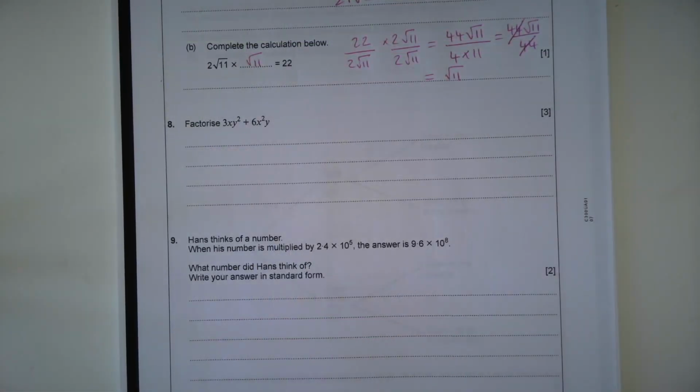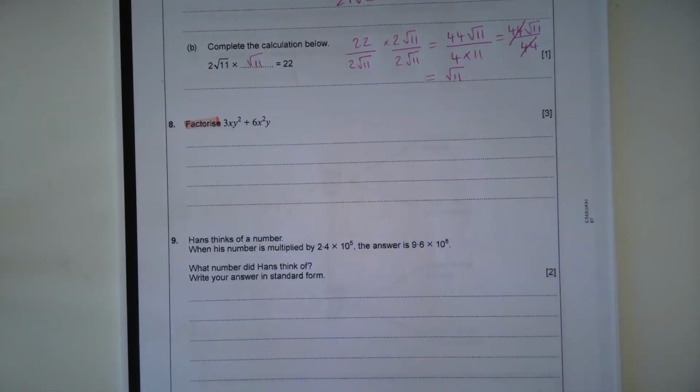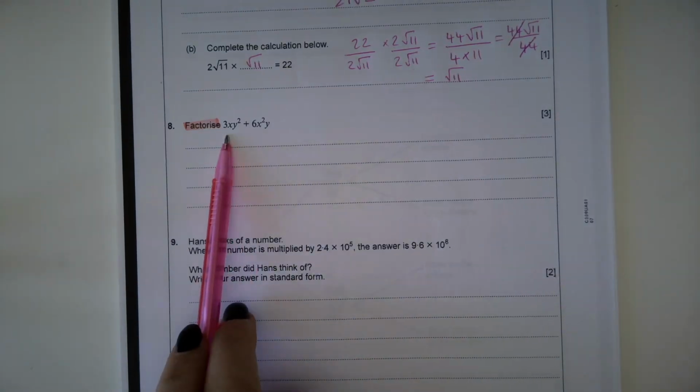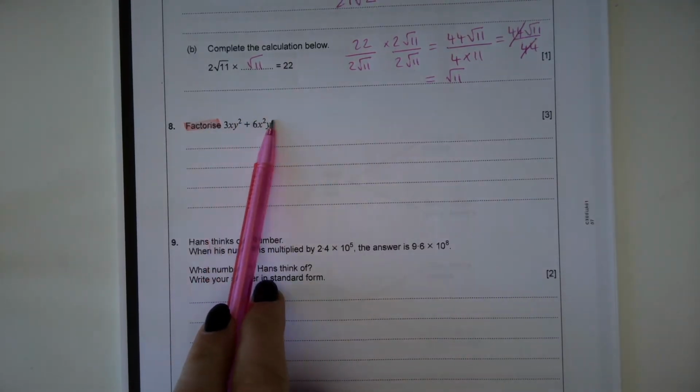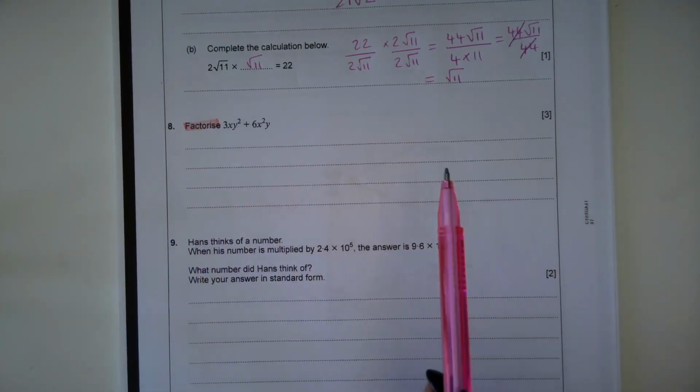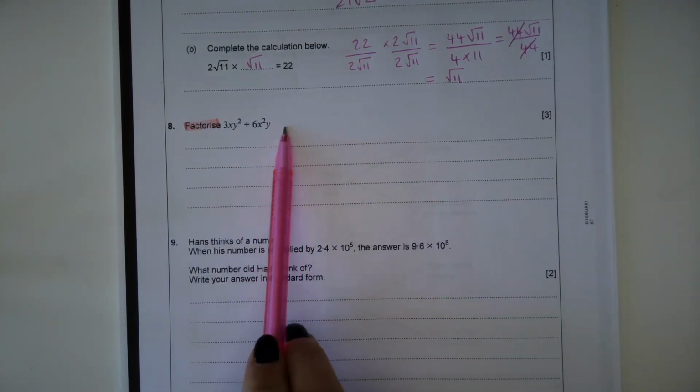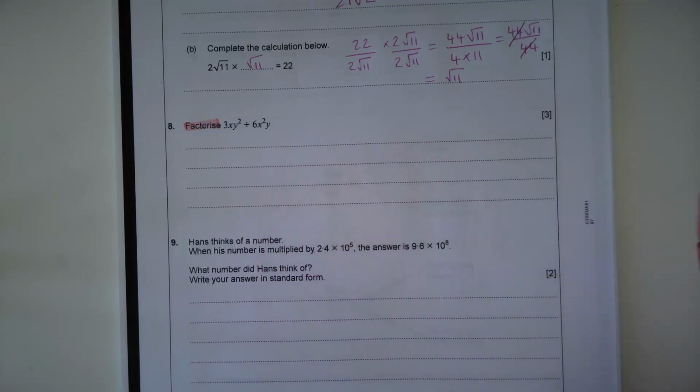Question 8. Factorise 3xy squared add 6x squared y. So when we're factorising, we're pulling out the highest common factor and then writing the remainder inside a bracket. Now this expression only requires one bracket. It's not a quadratic expression. Even though we have squares, even though we have powers of 2, we don't have that constant, that number on its own as well to create this.